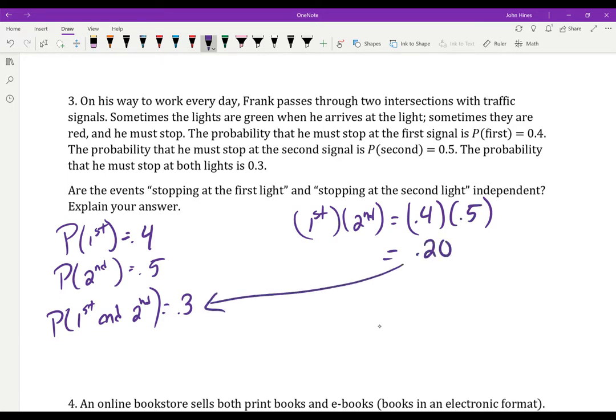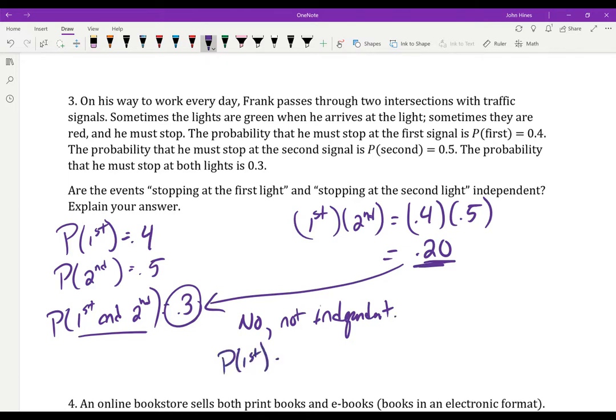Wait a minute. Does that equal the AND probability? What's the AND probability? 0.30. I got 0.20. So are they independent? No, not independent. These events are not independent. Why? Their product did not equal the AND probability. The product of the probability of first times the probability of second did not equal the probability of first and second. So it gives us another test for independence. You can find the product. We can use the product to see if it equals the AND probability.